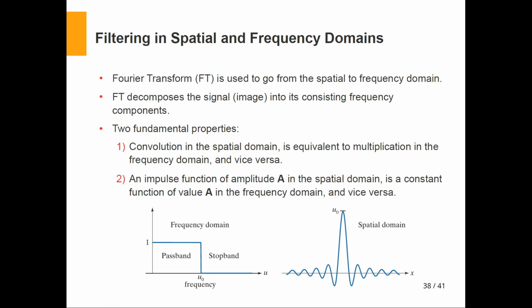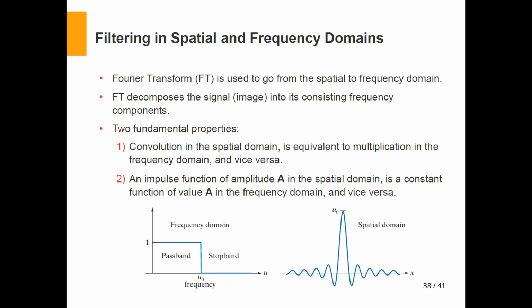That means that if you want to find the response of an image to a kernel in the spatial domain, you have to find the convolution between the image and the kernel. But in the frequency domain, you first find the Fourier transform of the kernel and the image, and then you simply calculate the element-wise multiplication. And the same goes the other way too. A convolution in the frequency domain is equivalent to multiplication in the spatial domain.